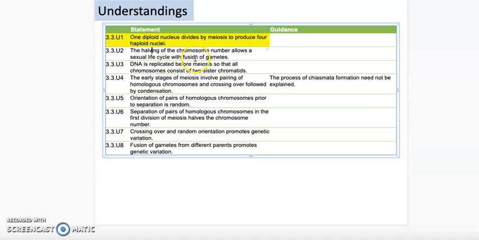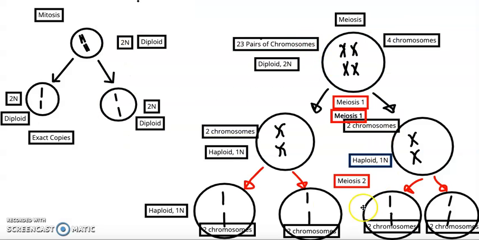Okay, how about this one? The halving of chromosome number allows sexual life cycle with fusion of gametes. We actually haven't talked about that, so let's go back to our drawing. These are now considered gametes, okay? So in males, those are sperm. In females, they're eggs, right? And so you end up with four gametes with half the genetic information, haploid, than the original parent cell.